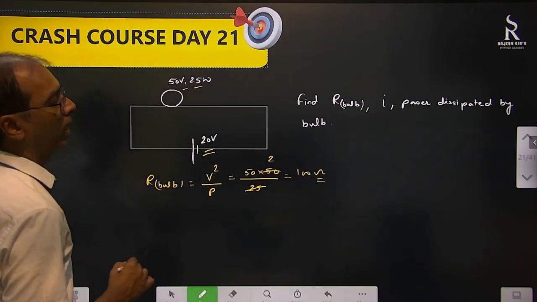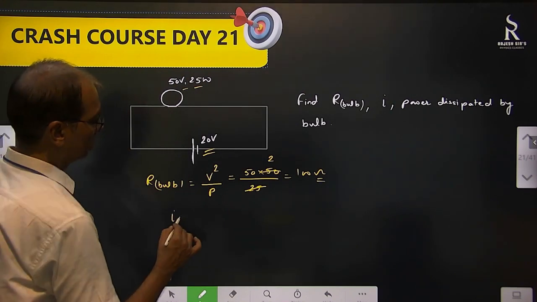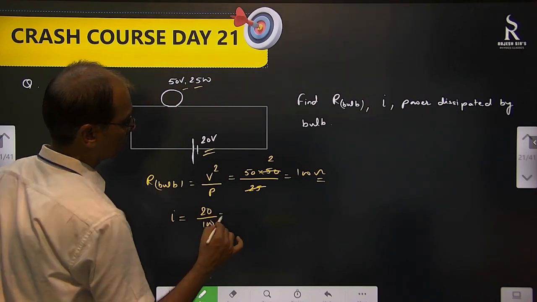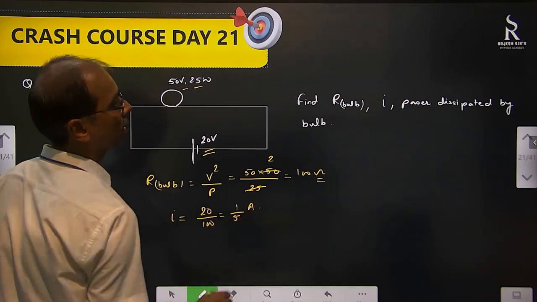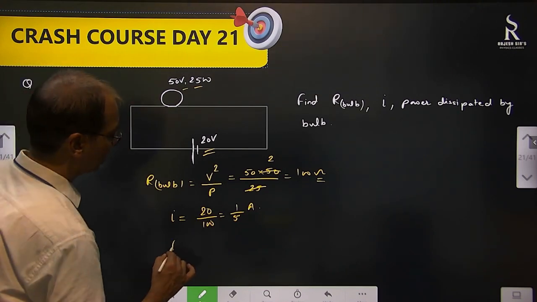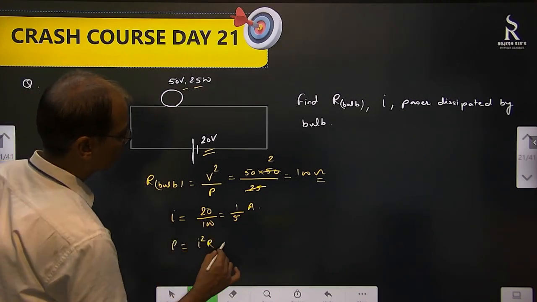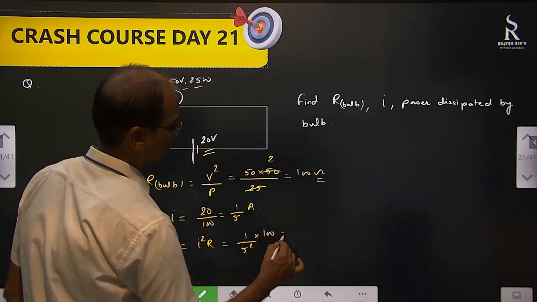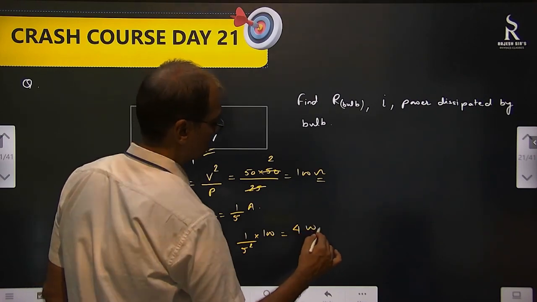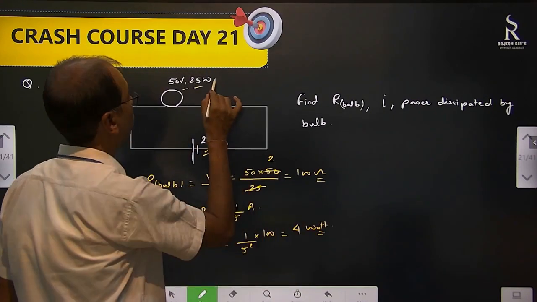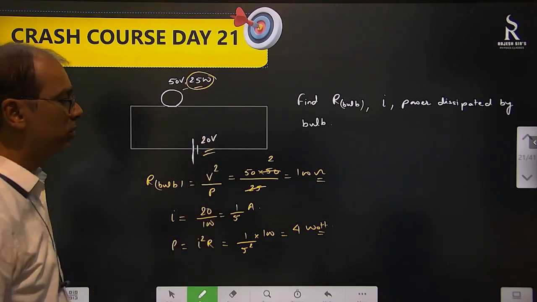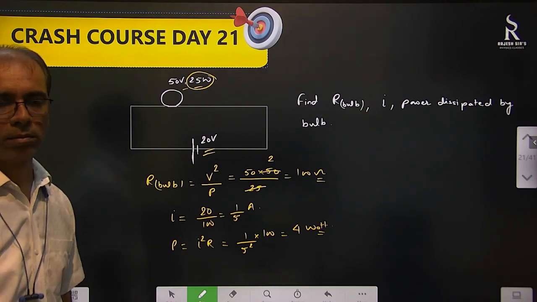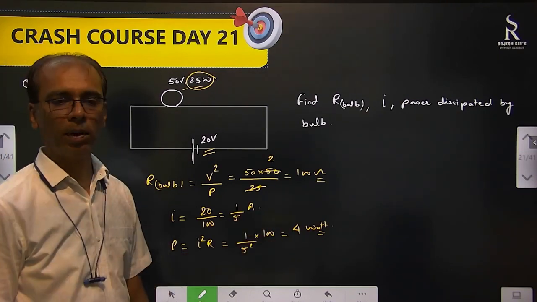Then I, simple, resistance value 100 and battery is 20 volts. So 20 by 100, it's 1 by 5. Then power dissipated across bulb. Power is I square R. What is I? 1 by 5 square. R is 100. Answer is 4. How much watt it can give? 25. How much you are taking? 4 only. Okay. So 4 watt only is the power output of the bulb at the moment.